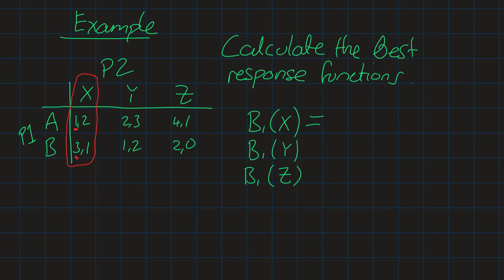So player 1, if they play A, then they get +1. If they play B, then they get +3. Well, what's the better outcome? What's the best thing for them to do? It's not too difficult to see that the best thing for them to do would be to play B. Okay, let me just erase this to make room. So what am I saying? I'm saying that the best response for player 1 if player 2 chooses X is B. Let's move on to the next one.